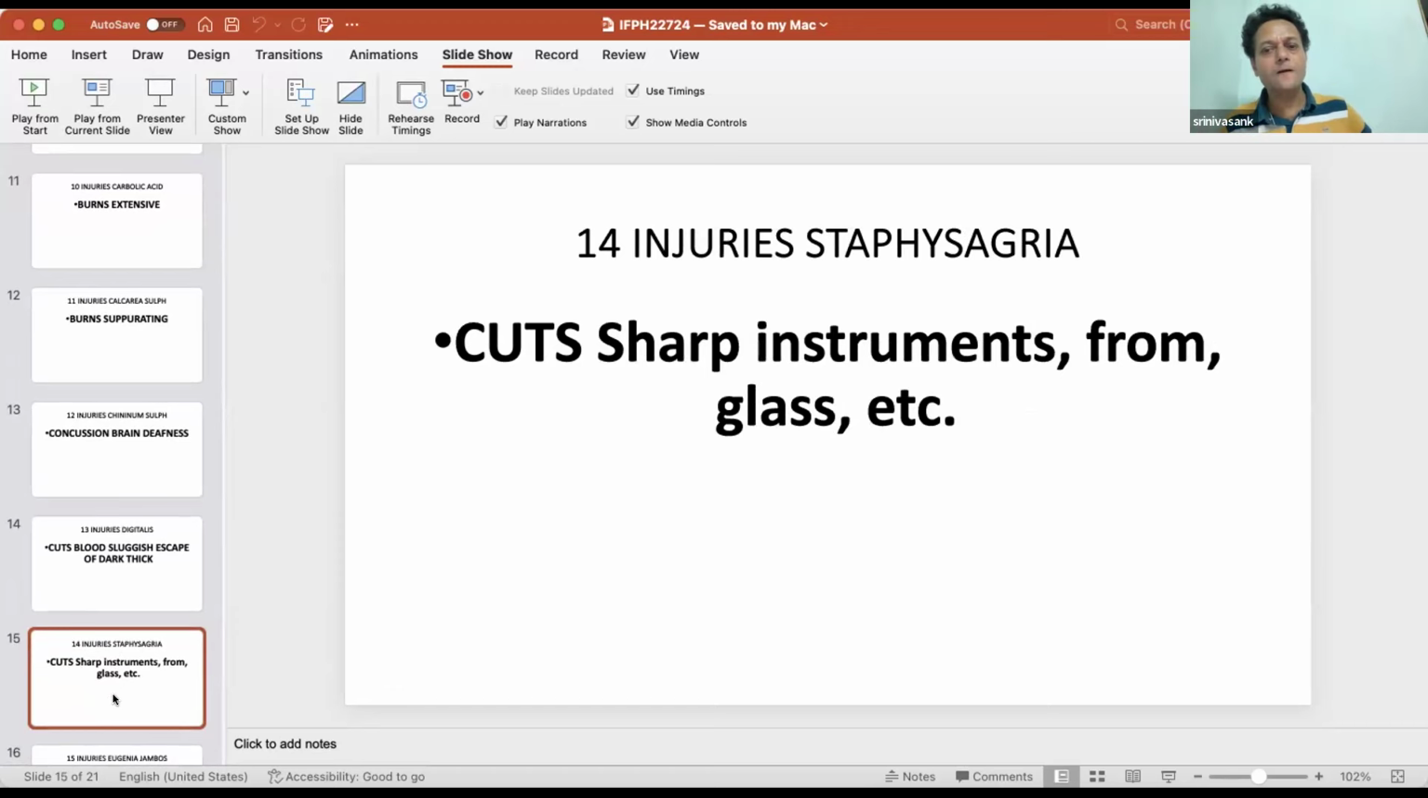Case number 14. This, of course, many of you must be knowing, cut from sharp instruments, glass, even surgical instruments where it is a sharp cut. Staph aureus is a wonderful remedy, and this has helped in many cases for quick relief of pain, stopping bleeding, and promoting healing on its own, mostly without suturing. Sometimes, if the gap is too wide, it requires suturing. Otherwise, for lingering pains and surgical pains with sharp cuts, Staph aureus is wonderful and produces wonderful healing also.